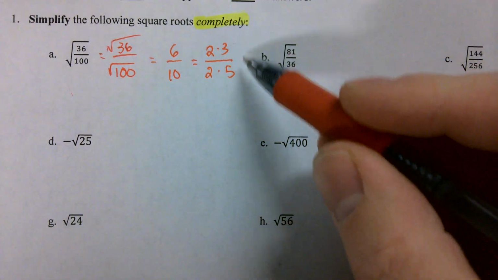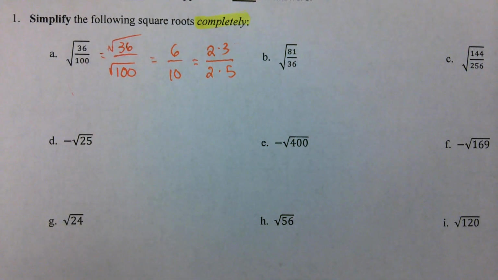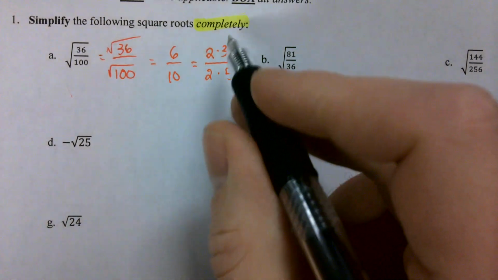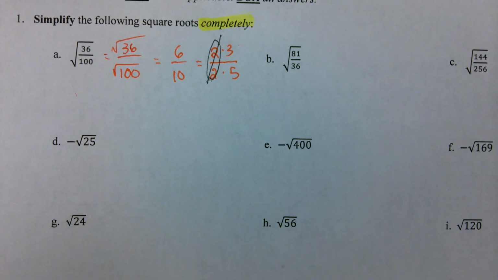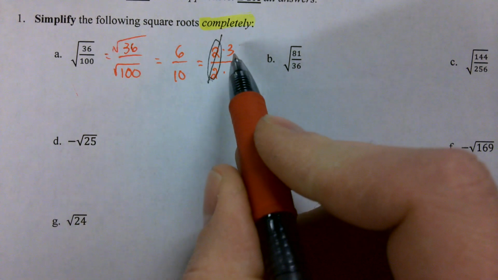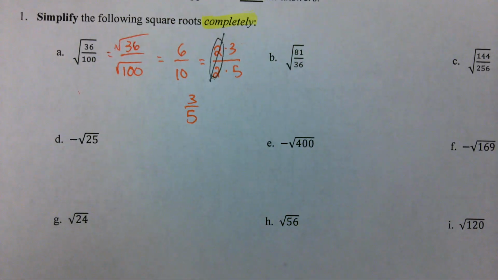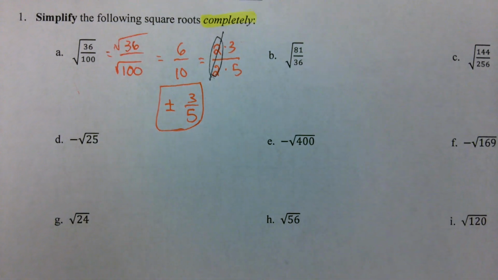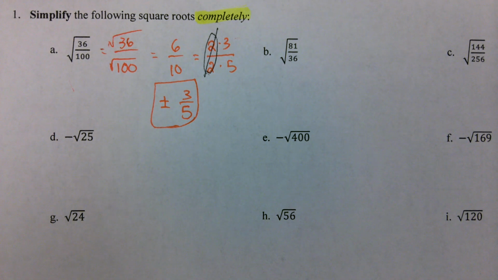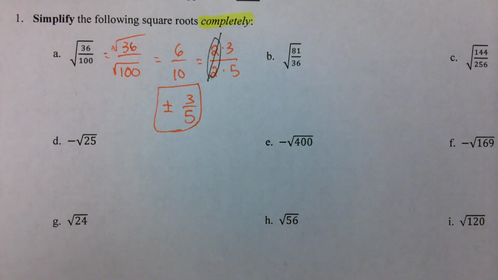Okay, now I'm looking for a matching pair of terms on the top and bottom. Are there any factors in common on the top and bottom? 2 and 2. I'm going to circle those 2's and cross them out. 2 over 2 is just 1, so we get rid of that. I'm left with a 3 on the top and a 5 on the bottom. And I need to include a plus or minus sign in the front, because we don't know if this is negative 3/5 or positive 3/5 that we took out of the square root. It could be both. So we include both answers.